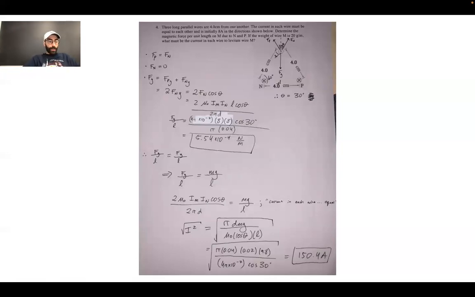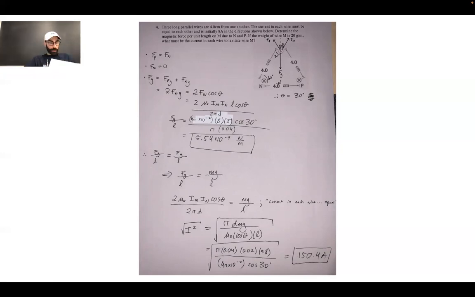So here we have 3 long parallel wires, and they're all 4 centimeters from each other. The current in each wire must be equal to each other and is initially 8 amps in the direction shown below. Determine the magnetic force per unit length on M due to N and P. If the weight of the wire M is 20, what must be the current in each wire to levitate the wire M?